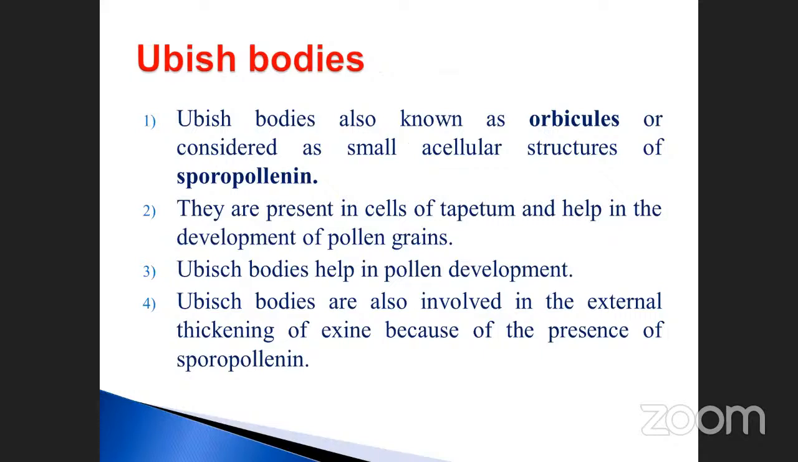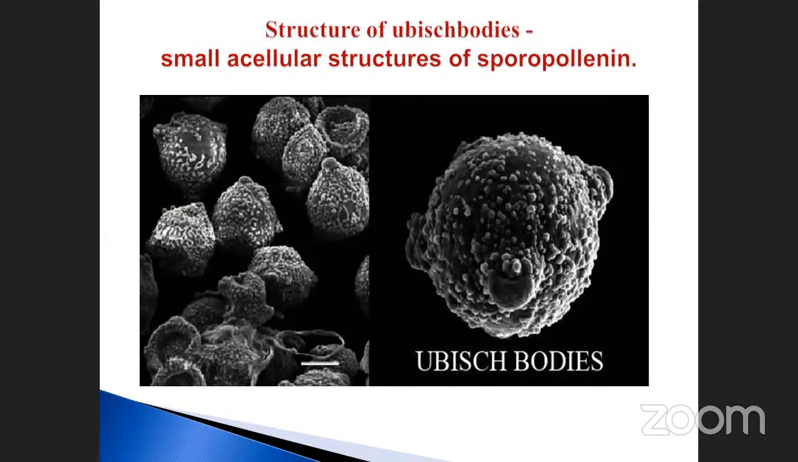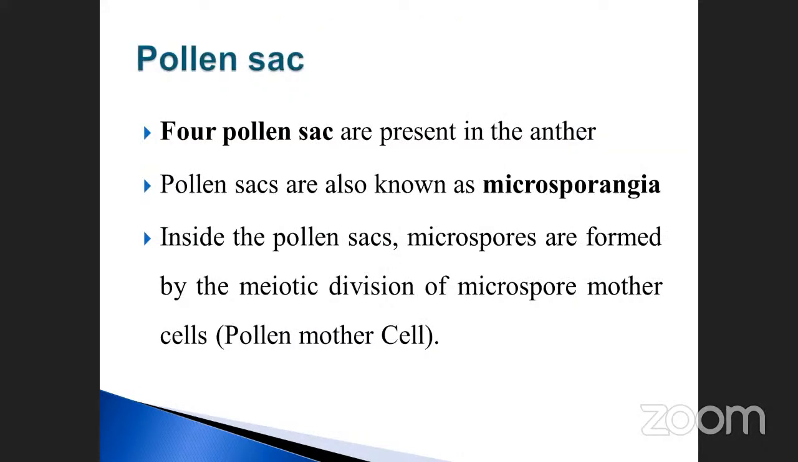This is otherwise called orbicules. It is an acellular structure. Acellular means there is no outer layer, though it is not completely absent in nature. That's why it is called an acellular structure. It is mostly found in the sporopollenin. We will discuss what sporopollenin is. These are the structures of the Ubisch body present in the sporopollenin.